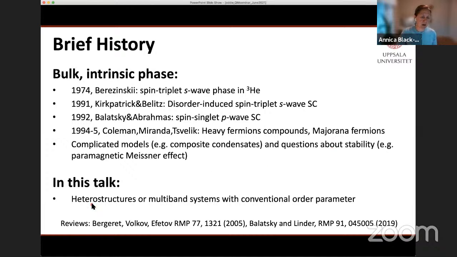Instead, I'm going to focus on systems that would actually have conventional order parameters. It's not going to be a discussion of whether a system is superconducting or not, but we're going to find odd frequency correlations in the material. This would happen, as I'm going to show you, very often in heterostructures and also in multiband systems, and this is really what I'm going to focus on. If you're interested to read a little bit more generally about this, there are two good RMP papers, from 2005 and more lately from 2019, that focus primarily on these systems, where it's not an intrinsic phase, but you still have significant odd frequency correlations.